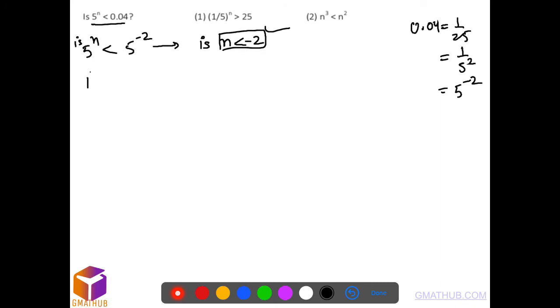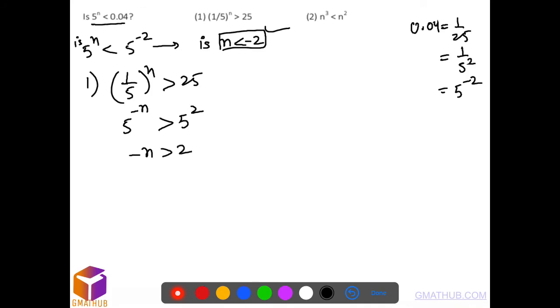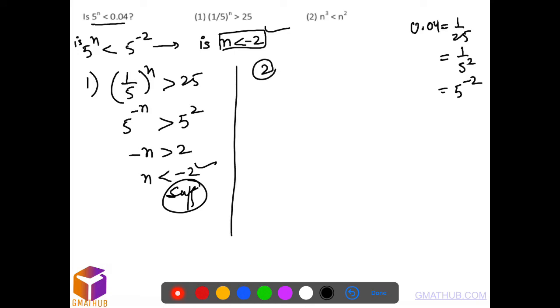First statement, 1 by 5 raised to power n is greater than 25. 5 raised to power minus n is greater than 5 raised to power 2. So minus n is greater than 2. Multiply both sides by minus 1. That's what you get, and the inequality will get changed. This is sufficient.